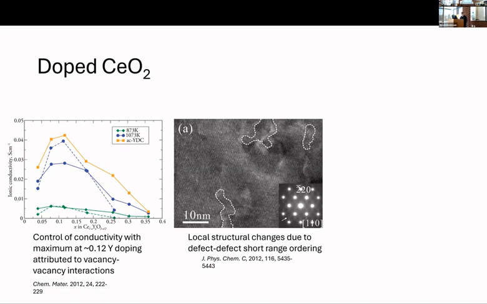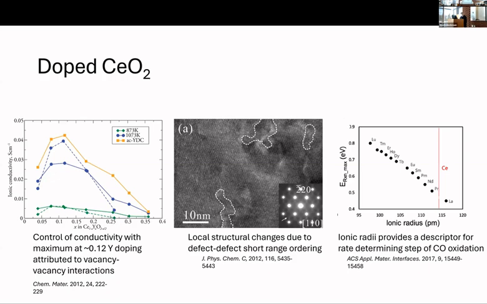And then in another example of doped ceria, there was a computational study where they looked at carbon monoxide oxidation, and they were able to observe that the rate determining step could be determined through a descriptor of the ionic radii of the dopants.